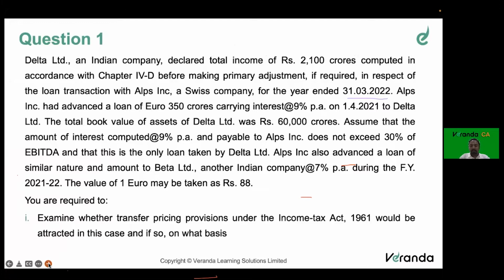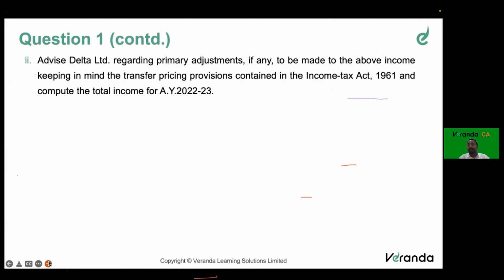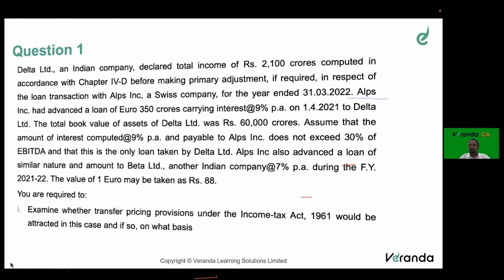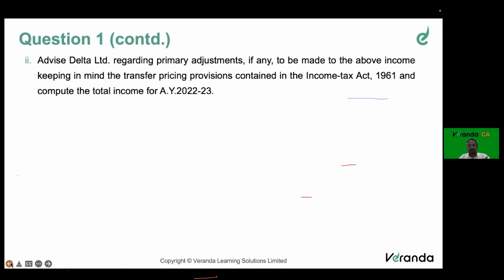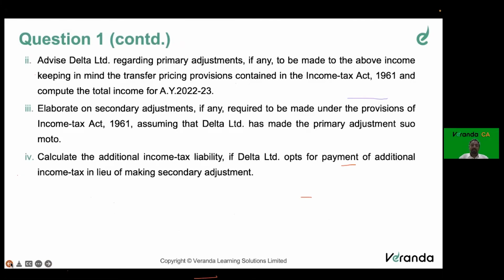So we are required to examine whether the transfer pricing provision would be attracted and so on. We also wanted to understand whether this primary adjustment should be made. In transfer pricing provisions, we have to understand this provision. First, we need to understand whether transfer pricing provisions would be applicable. Then we need to understand whether there is any adjustment that needs to be made. They're also asking us to explain the secondary adjustments. So we need to calculate the additional income tax liability because of this secondary adjustment. So these are the questions.